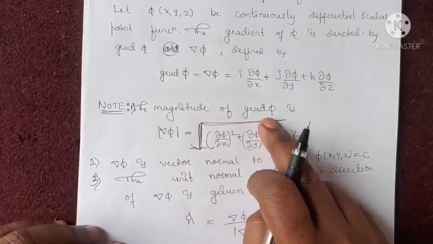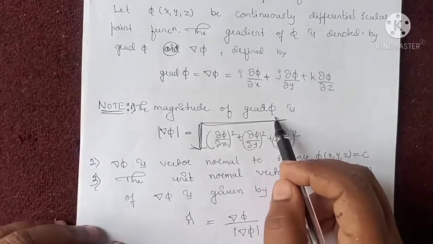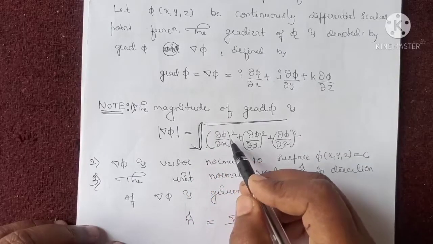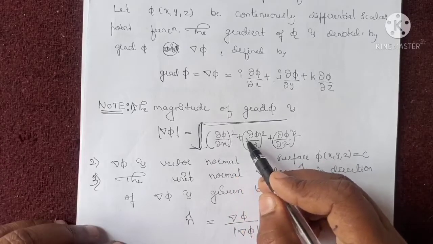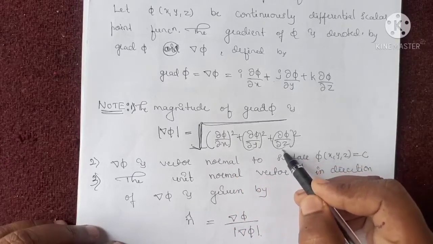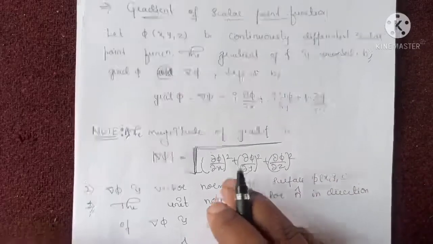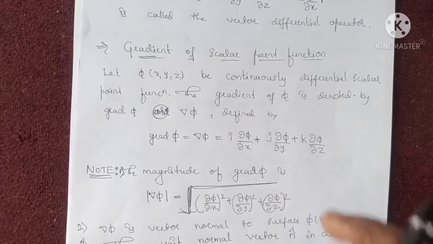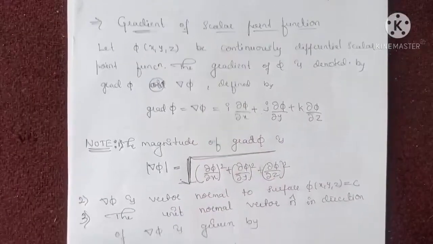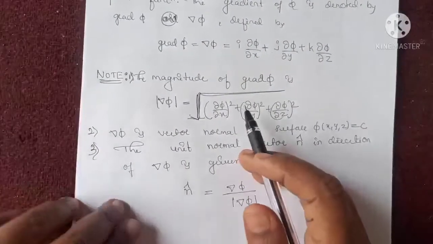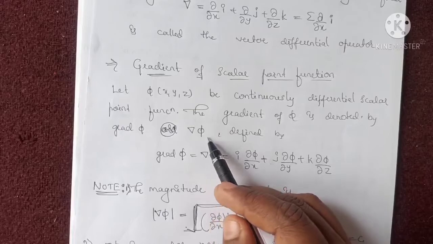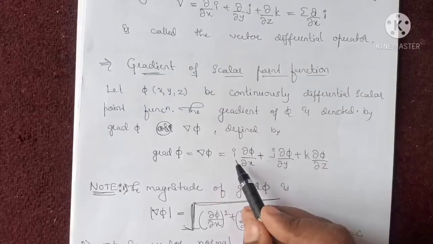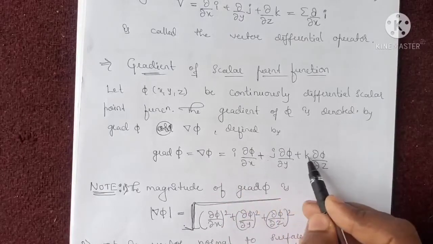Note, the magnitude of gradient phi is given by mod del phi equals square root of dou phi by dou x whole square plus dou phi by dou y whole square plus dou phi by dou z whole square. Here dou phi by dou x, dou phi by dou y and dou phi by dou z are called the components of the gradient phi. So you can observe that even though phi is a scalar point function, del phi is a vector point function, with i, j, k components.